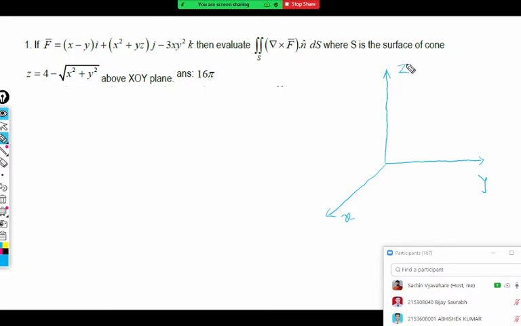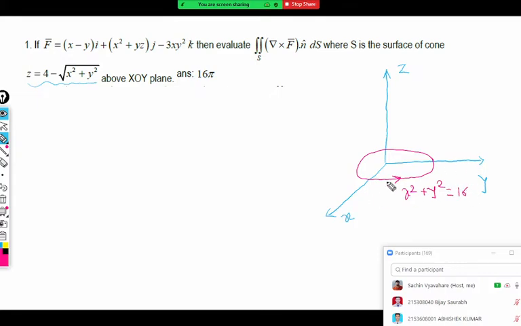Now if you put z equal to 0 in the equation of the cone, what will you get? A circle: x square plus y square equals 16. Yes, a circle of radius 4. That's correct. Someone already told, that's a good thing. So this is the circle that we get, x square plus y square equal to 16. This is a circle completely in the xy plane.